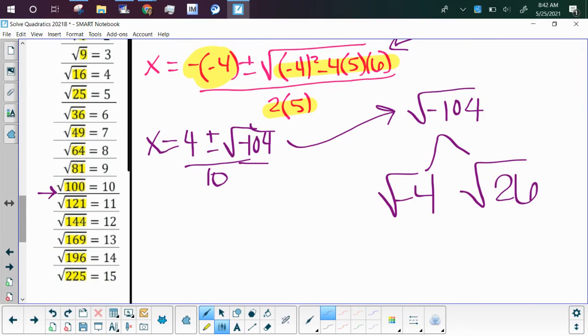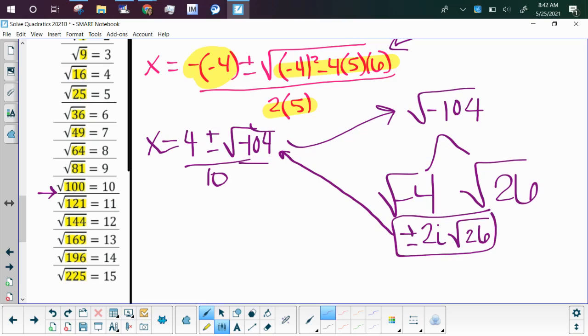So once I do that, I could say the square root of -4 is plus or minus 2i, and the square root of 26 doesn't have one, so I'm just going to bring it down. And I'm going to pop that back in this place. So I end up with x equals 4 plus or minus 2i square root of 26 all over 10.